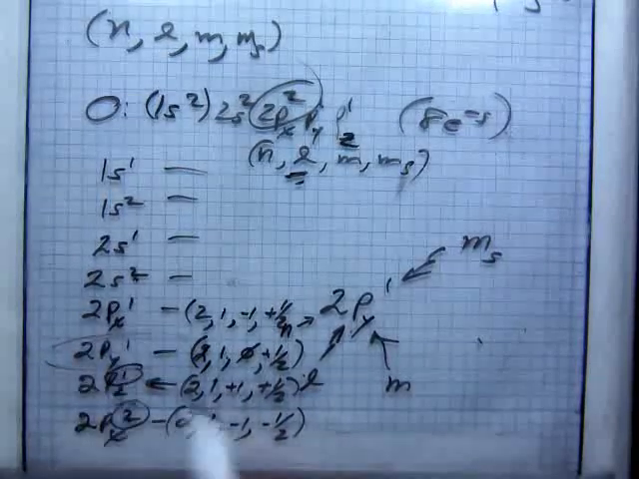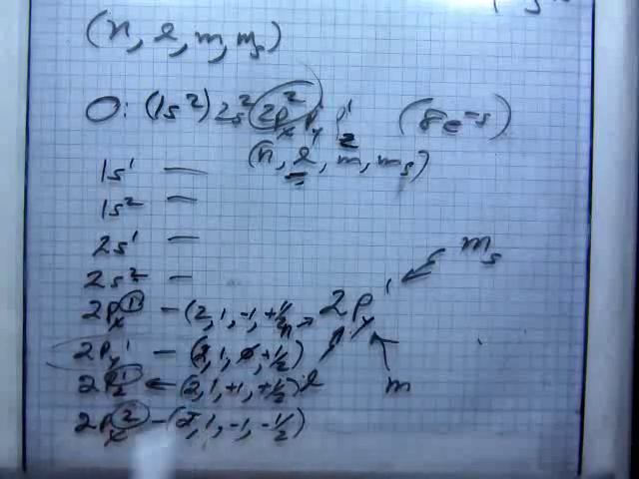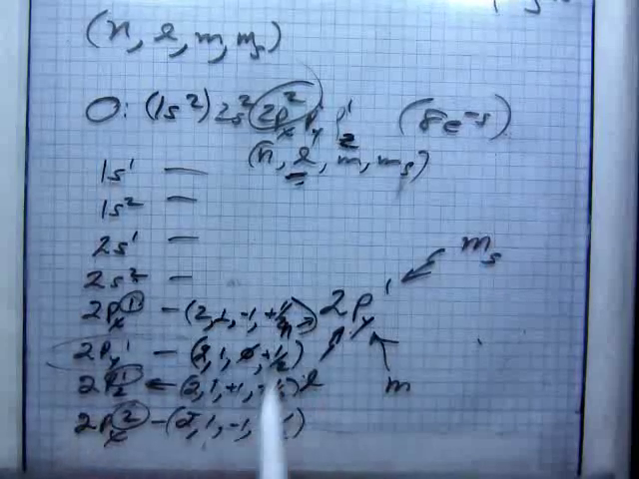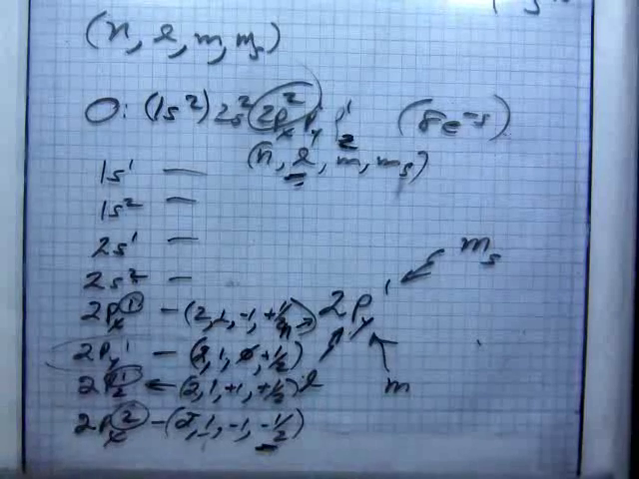If there's a 1 there, well, here we are up here. There's a 1 up here, that's a +1/2. So these are different by the spin quantum number.